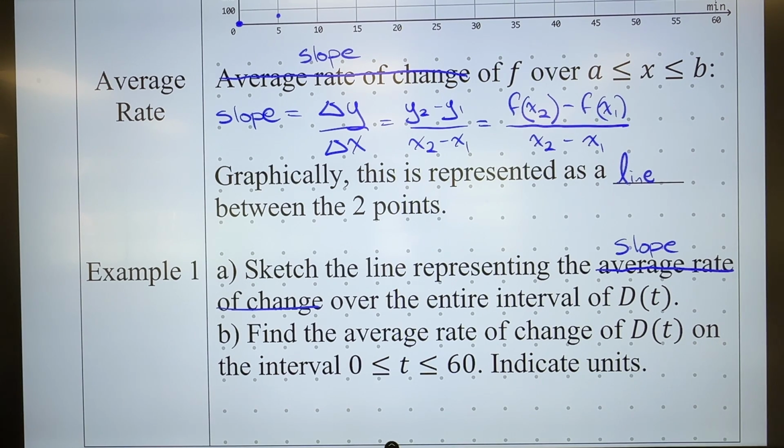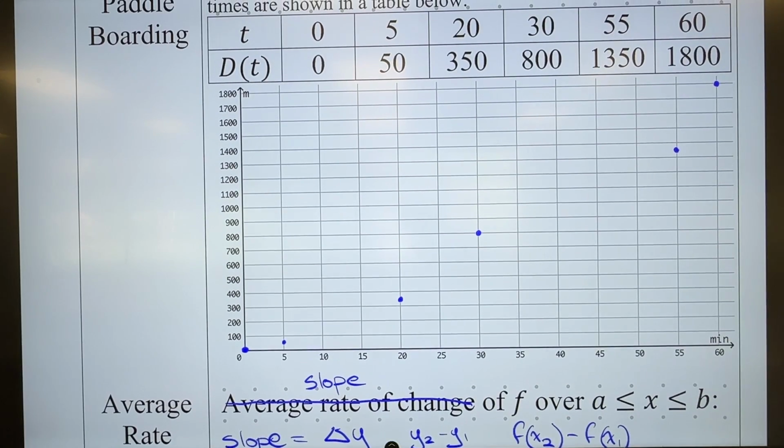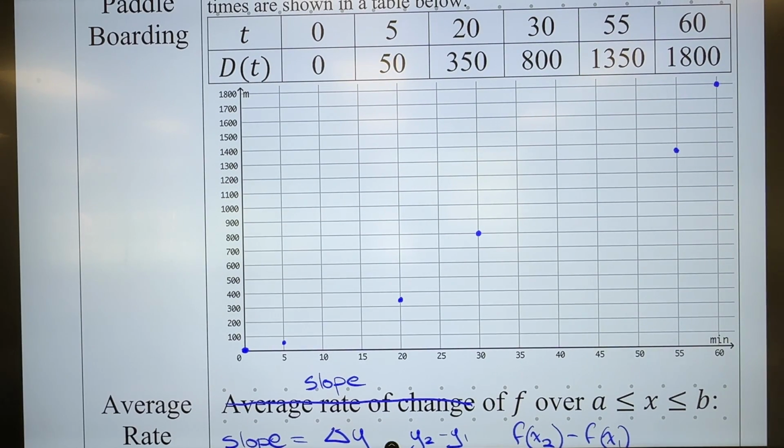So if it's the entire interval, you can use a ruler in the back if you want, or you can try to freehand it. I can have technology, and boom, done. It's a line that connects the start to the end. That's the entire interval. What I'm trying to do is make a straight line for whatever interval it's asking about.